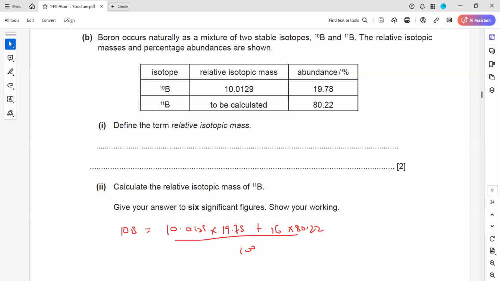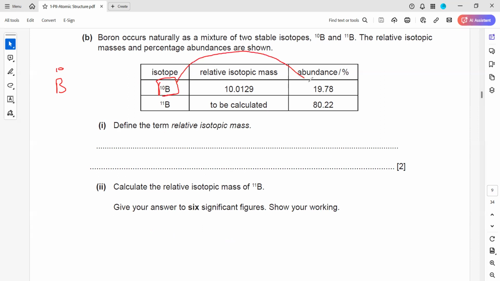So first we took the nucleon numbers, the masses of the two isotopes, and their percentages, and we find the average mass of the two. Then using that average mass, we find the actual mass of those isotopes. How to take an average mass? For example, we have boron 10. In the question, the isotopic mass is this, but the nucleon number is 10 with a percentage abundance of 19.78. The nucleon number 11 has a percentage abundance of 80.22.